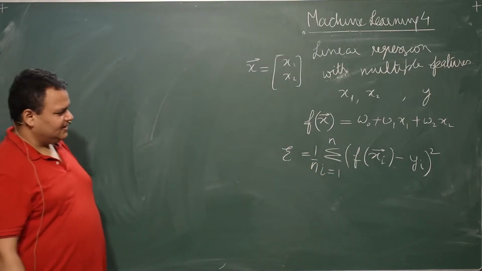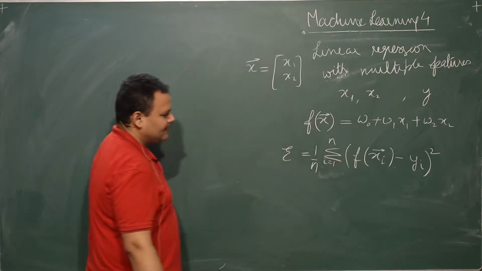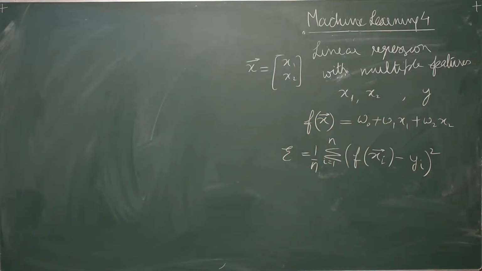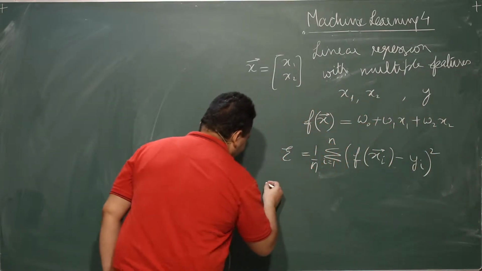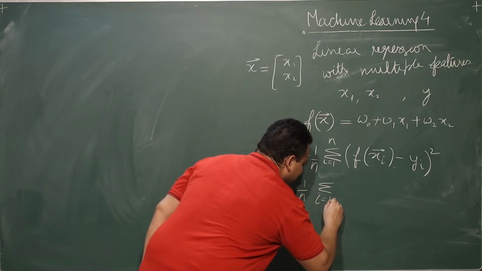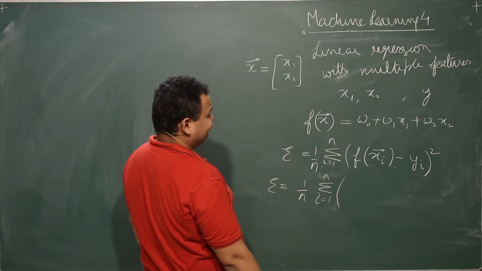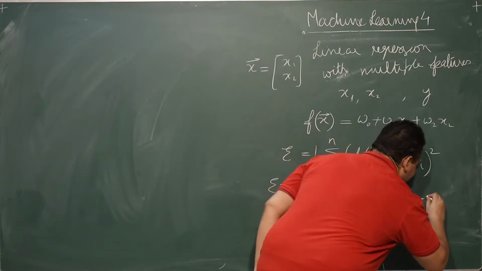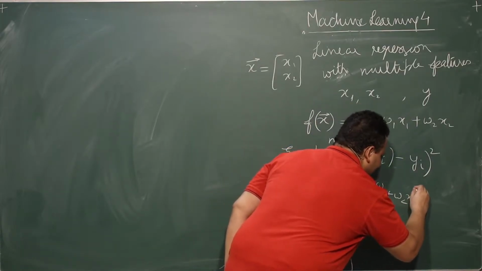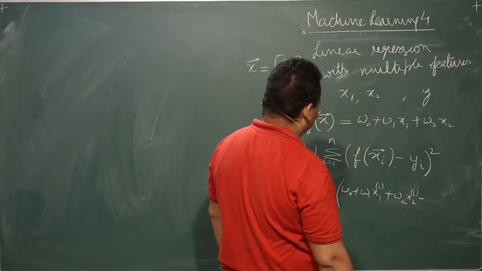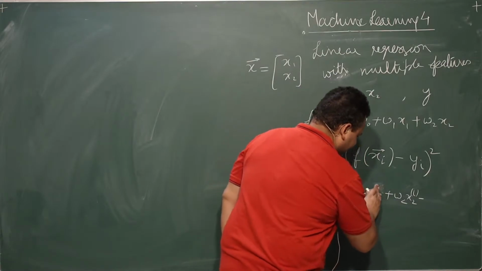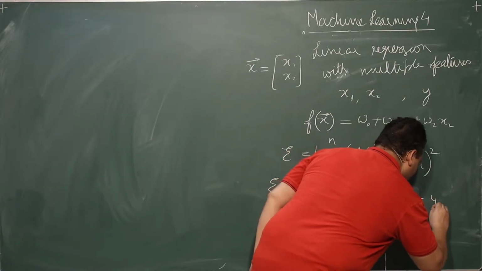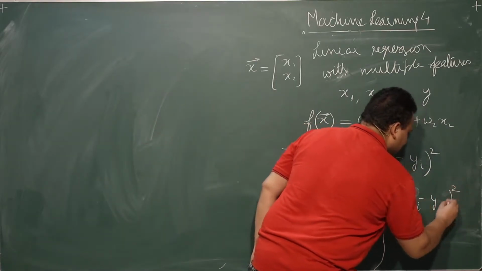Is that all right? Yes, sir. So this is your error function or the loss function, or this can also be written as E is equal to 1 over n sigma i is equal to 1 to n of (w0 plus w1 x1 plus w2 x2, with an i on each x) minus yi, squared.